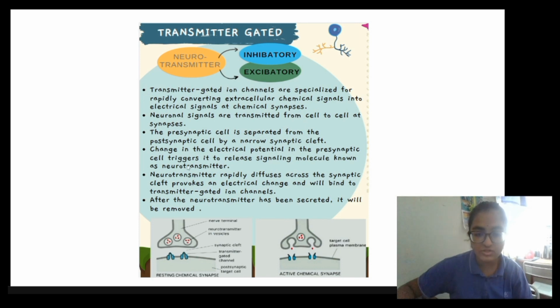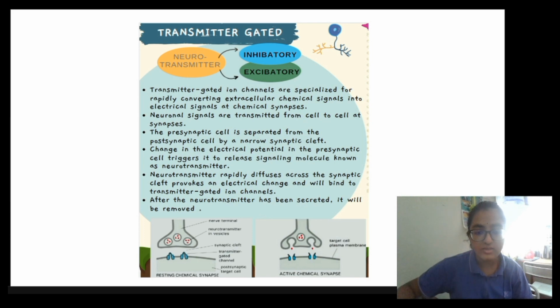So what will this neurotransmitter do? The neurotransmitter will rapidly diffuse across the synaptic cleft to provoke an electrical change and will bind to the transmitter-gated ion channel. As we can see in the second diagram, the neurotransmitter will be released by the synaptic vesicle through a process known as exocytosis, and will bind to the transmitter-gated ion channel that is placed on the postsynaptic cell. After the neurotransmitter has been secreted, it will be rapidly removed.